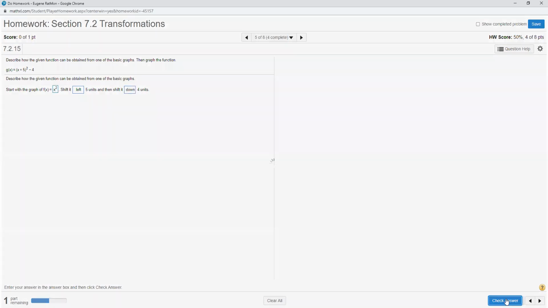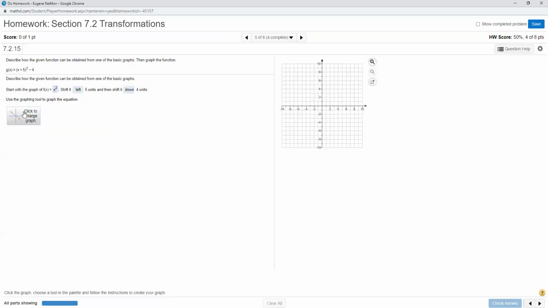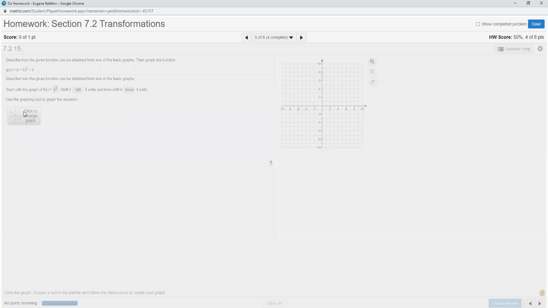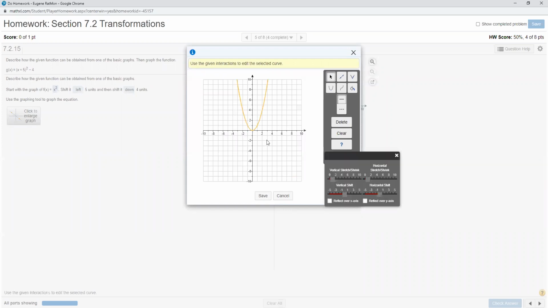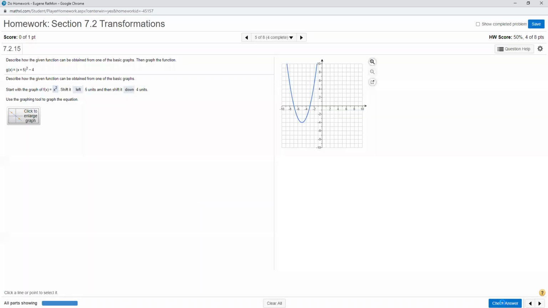All right, so we did that. And you know it's going to make me graph this. So let's go to the graph. Click to large graph. All right, so that's x squared, so we know this is the squaring function. So remember, just stick it right in the center. It's going to draw it. We went left 5, which is horizontal, 5 left. And then we went down 4, which is a vertical, down 4. So see, it moved me left and then down. All right, so I'm going to save that.